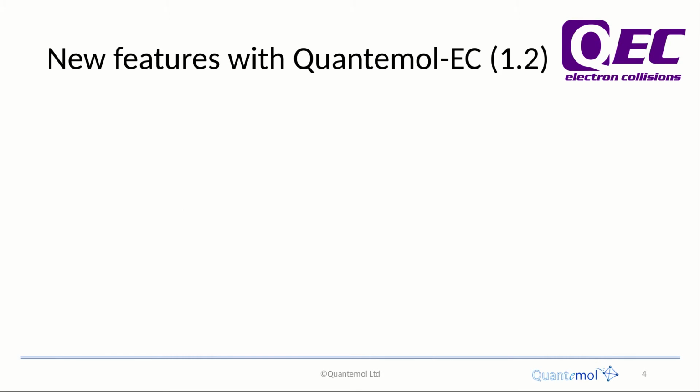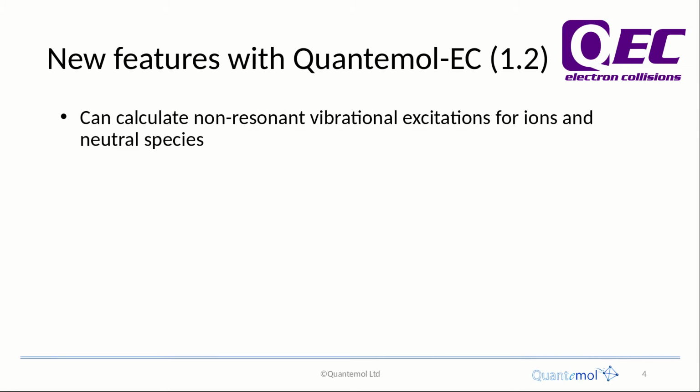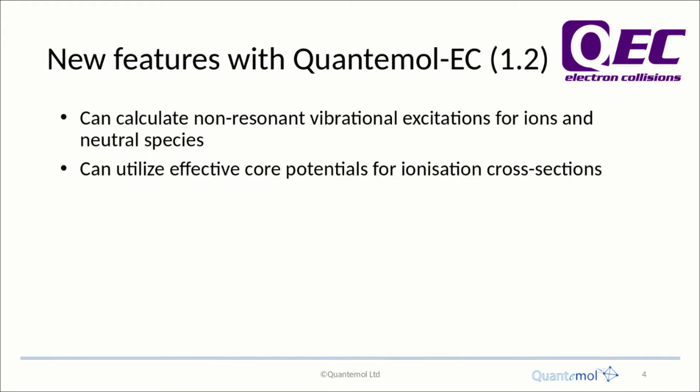Quantemol-EC has been around for a little while, however we are bringing out a new version of it, Quantemol-EC 1.2. Here I will be taking you through a couple of new features which Quantemol-EC 1.2 has. Firstly, Quantemol-EC 1.2 can calculate non-resonant vibrational excitations for ions and neutral species, which is especially useful for studying plasmas. Secondly, it can also utilize effective core potentials for ionization cross-sections. This allows for the treatment of heavy atoms such as iodine or tungsten.